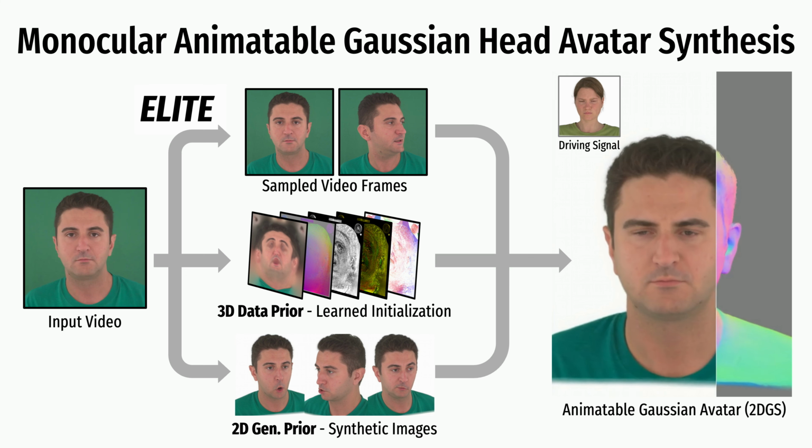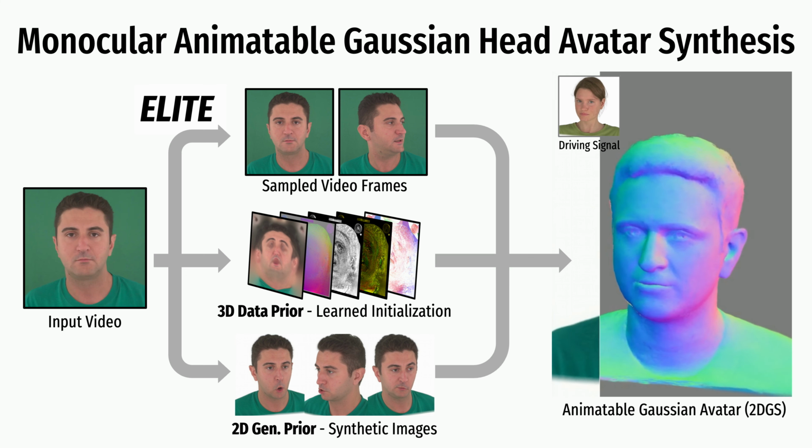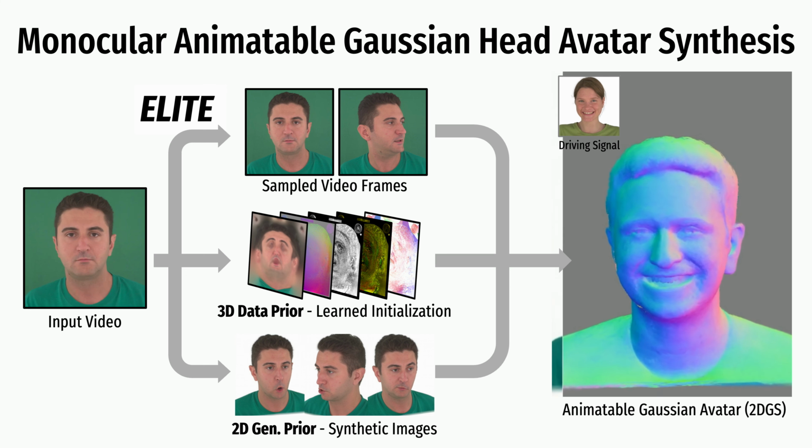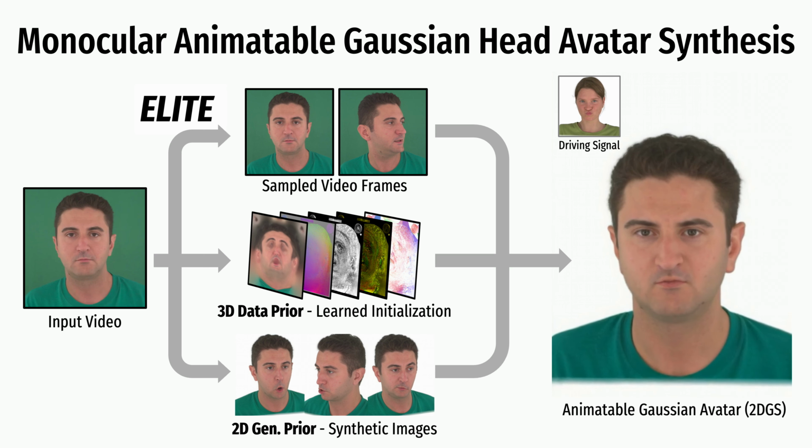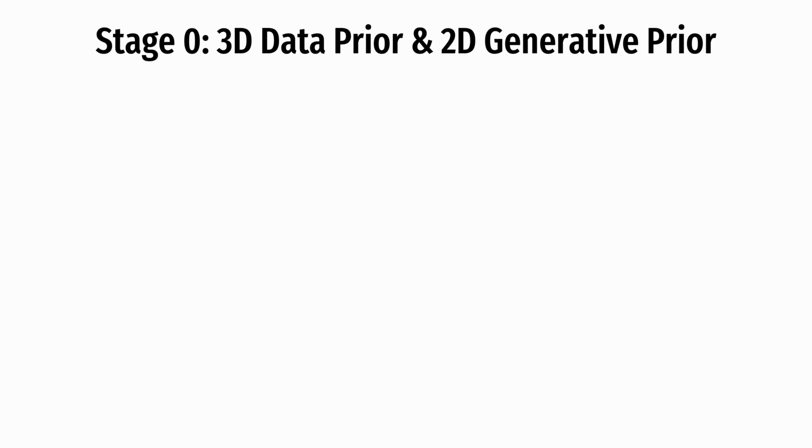Once the avatar is synthesized, it can be driven by any facial expressions at test time. Our efficient avatar synthesis pipeline can reduce the user-side efforts required to build their authentic digital self. Elite comprises two core modules, a 3D data prior and a 2D generative prior.